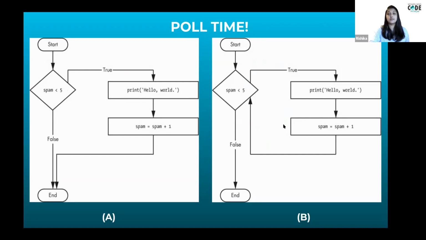And then for option B here, we evaluate spam as less than 5 once, print hello world, change the value of spam, and return back to that same condition. And we keep going until the condition spam is less than 5 becomes false, we keep going in that loop. So great job, everyone. You all got that right.